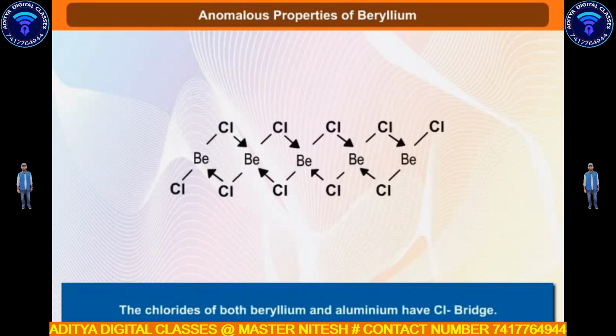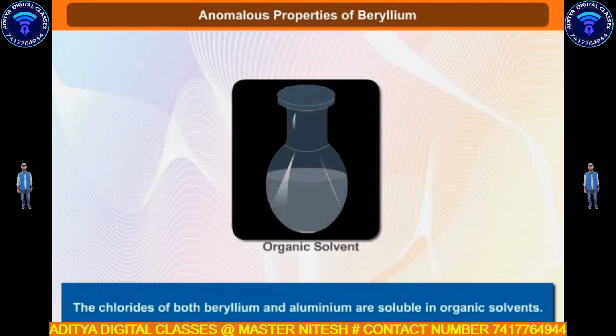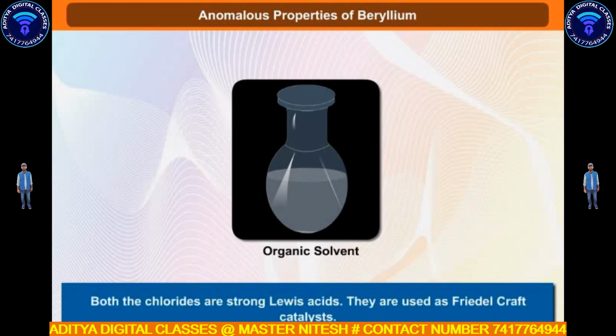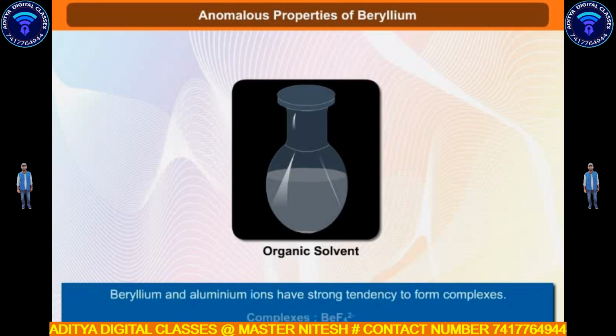The chlorides of both beryllium and aluminium have Cl bridges. The chlorides of both beryllium and aluminium are soluble in organic solvents. Both the chlorides are strong Lewis acids. They are used as Friedel-Crafts catalysts. Beryllium and aluminium ions have a strong tendency to form complexes.